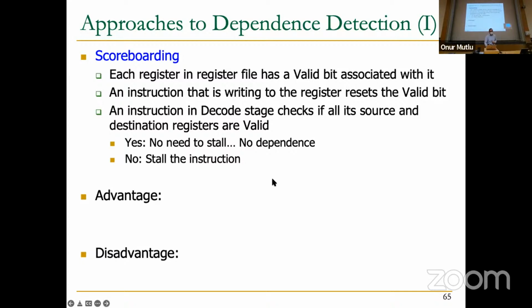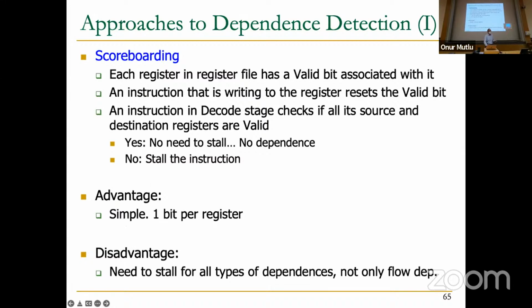So the advantage is this is very simple, actually. Yes, it's simple, 1 bit per register. But the disadvantage is you need to stall for all types of dependencies, not only flow dependencies. You can actually modify this a bit. I mean, the way I described it, you have to stall. But you can modify this so that you don't stall for anti and output dependencies. But I'm not going to discuss that right now. We're going to discuss that issue more comprehensively when we move to out-of-order execution. But remember, this data dependence detection mechanism is going to be our basis in out-of-order execution also.